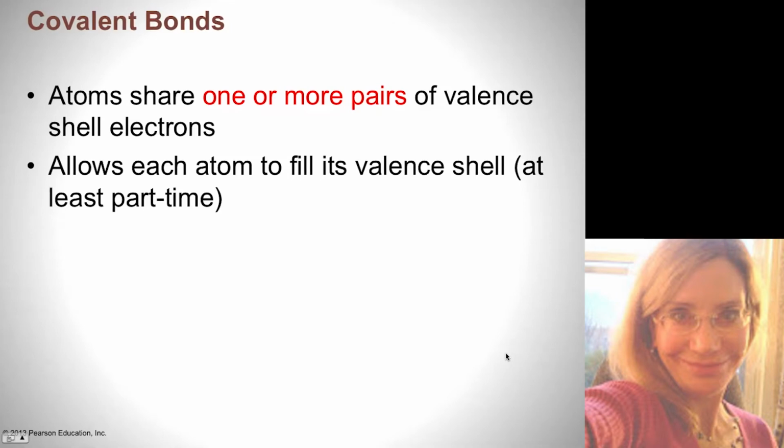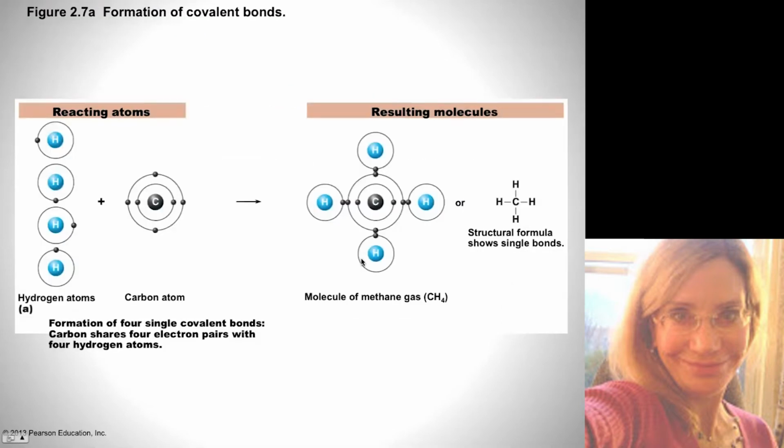Okay, covalent bonds. When atoms share one or more pairs of valence shell electrons, this is called a covalent bond. They are sharing. This allows each atom to fill its valence shell at least part of the time. Keep in mind, electrons are very quick. They're often spinning around various atomic nuclei, and they are hard to get a handle on. So we're going to take a look at the formation of some covalent bonds right here.